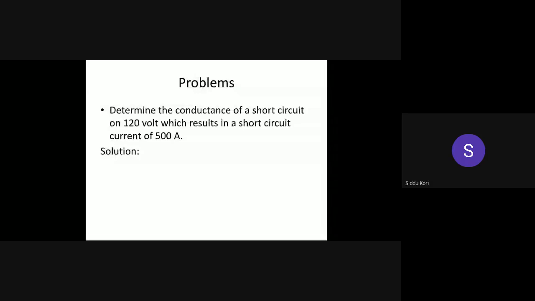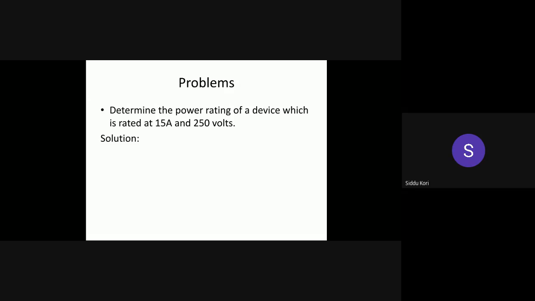Okay, so the next problem that I am giving is this one. Determine the power rating of a device which is rated as 15 ampere and 250 volts. Power rating is wanted. Current is given, voltage is given. V is given, I is given. You need to find P, power.